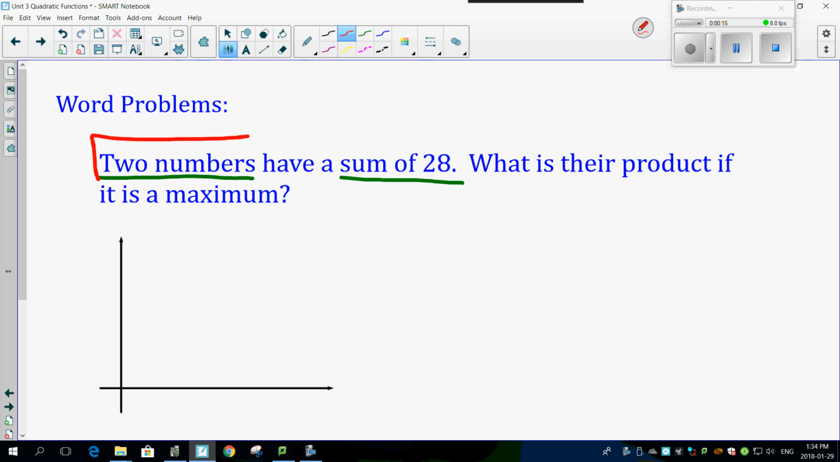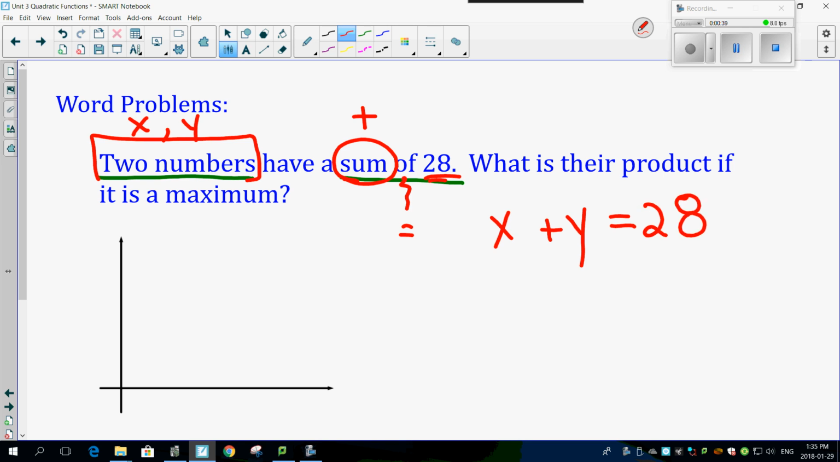Two numbers. Well, what are great two numbers? I don't know. I'm going to pick one x and another y. It has a sum. What does the word sum mean? Well, that means add. Of means equals, and 28. Oh, well, that's easy enough to figure out. x plus y, those are the two numbers summed together. That has to be 28.